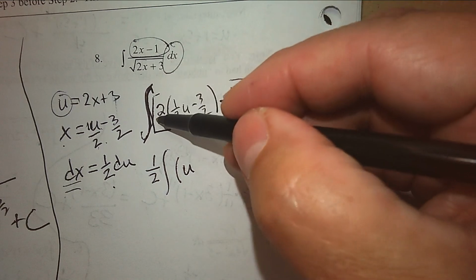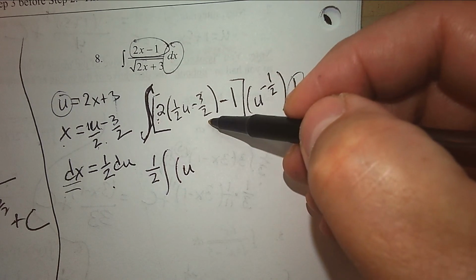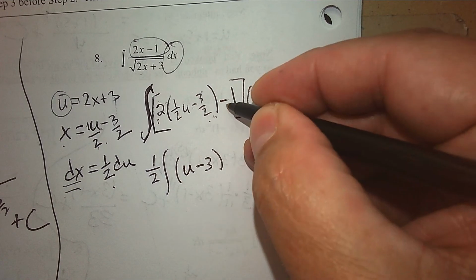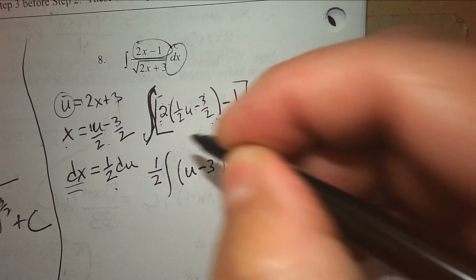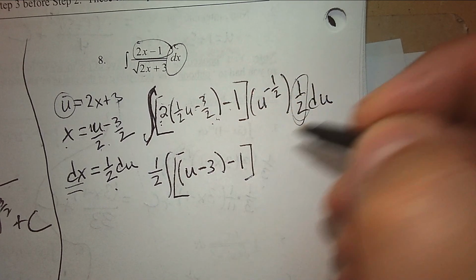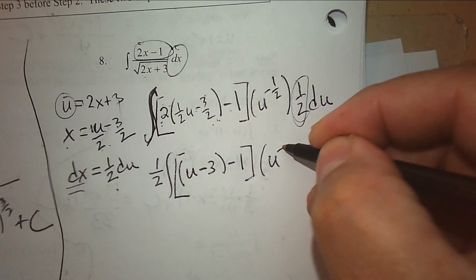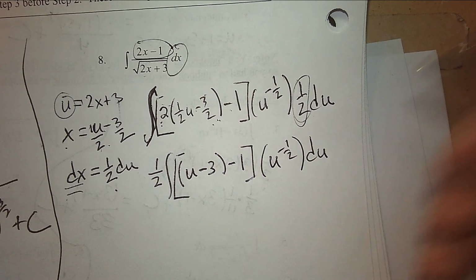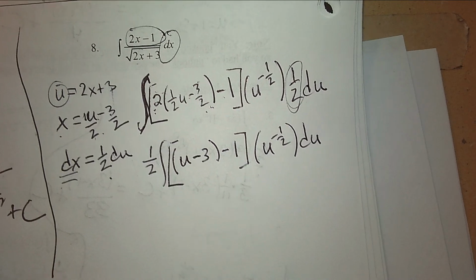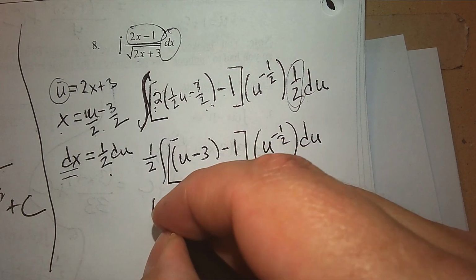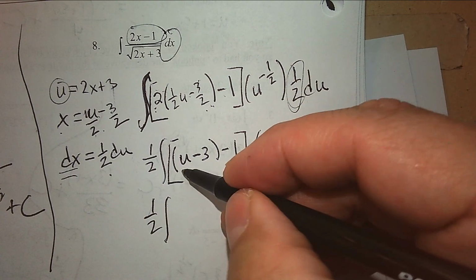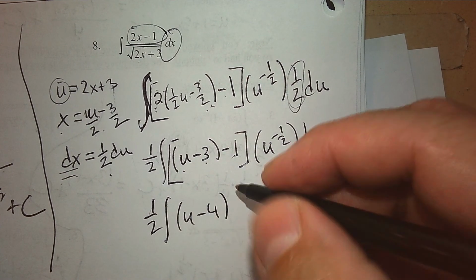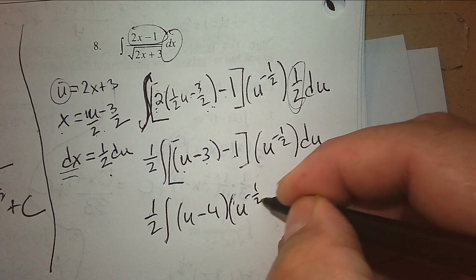What's 2 times negative 3 over 2? What happens to the 2's? And you're left with, and then what do we still have? Subtract 1. I'm going to put that around brackets, because then beside it is still u to the negative 1/2. Keep going. What is u subtract 3 subtract 1? That's u subtract 4, and then beside it is u to the negative 1/2.